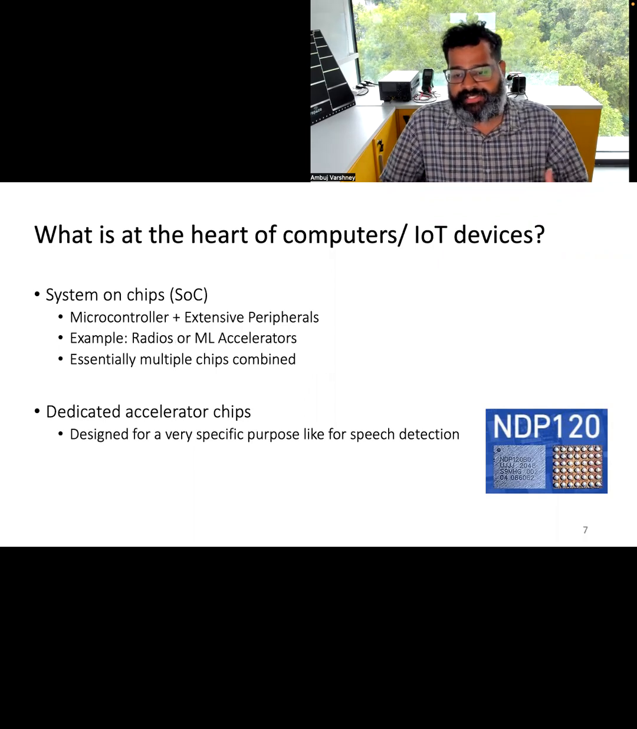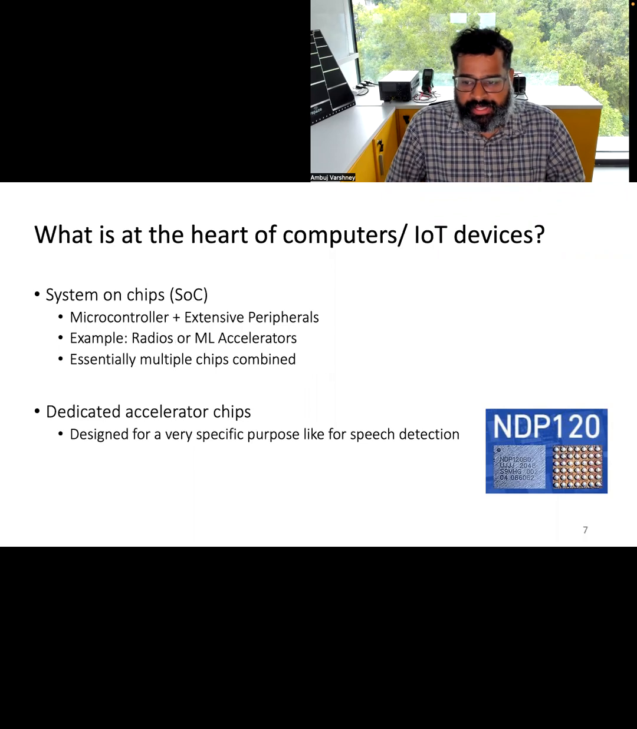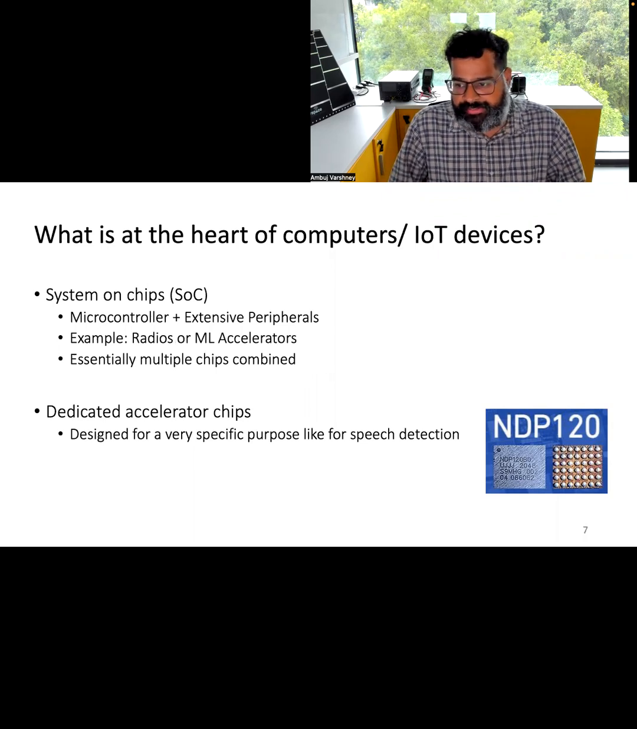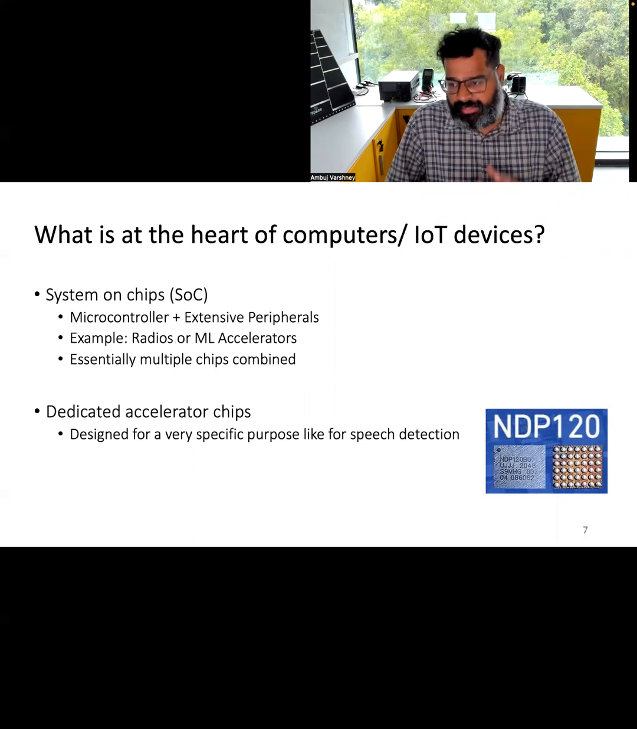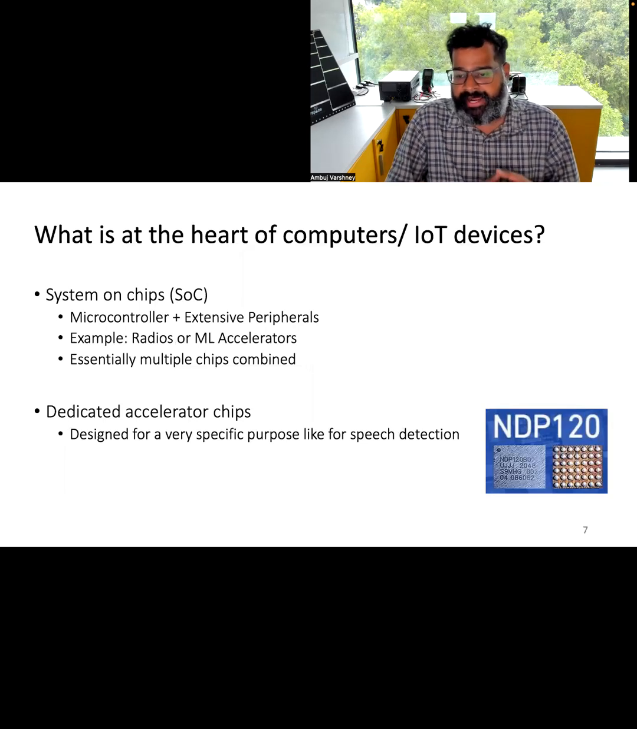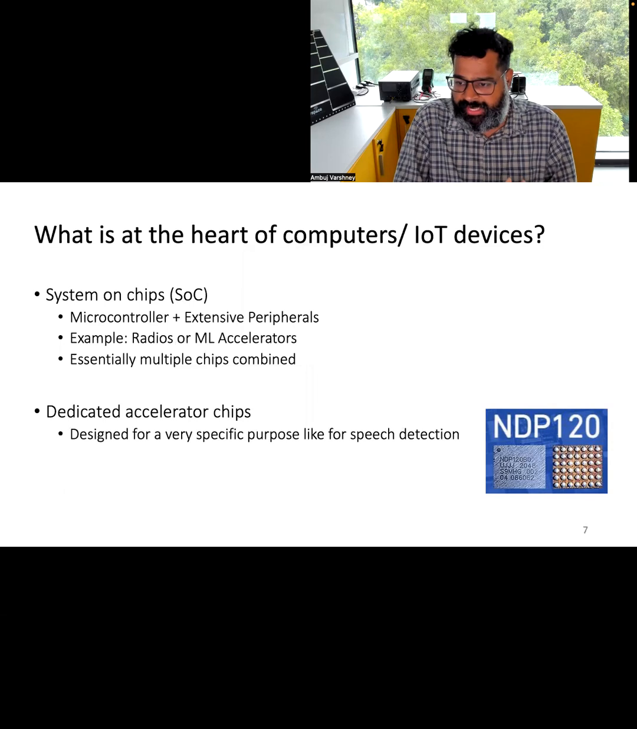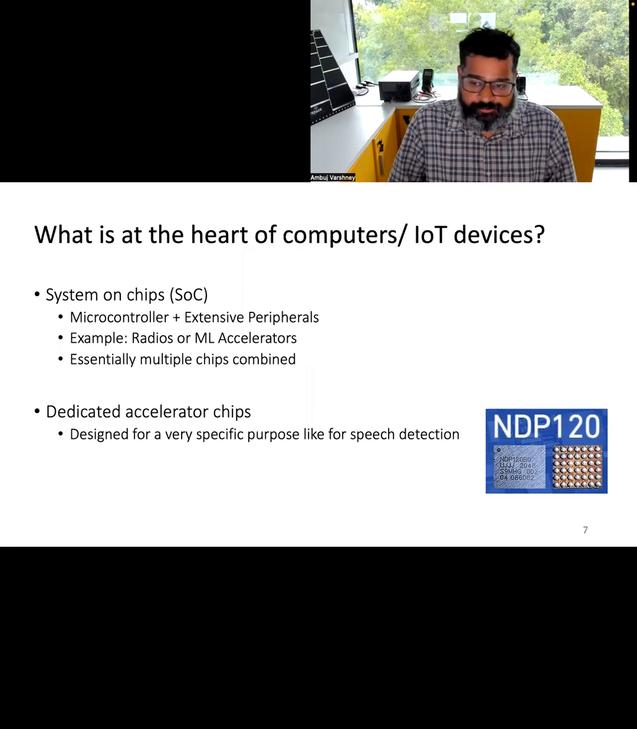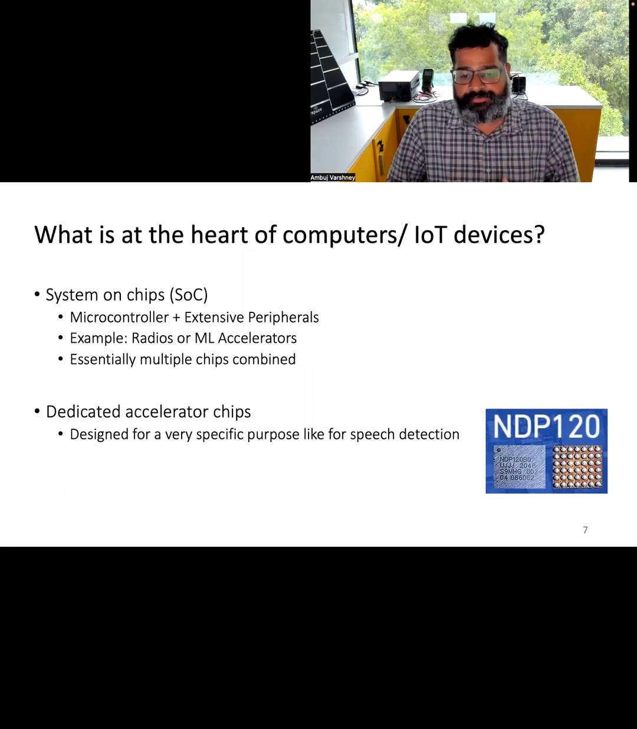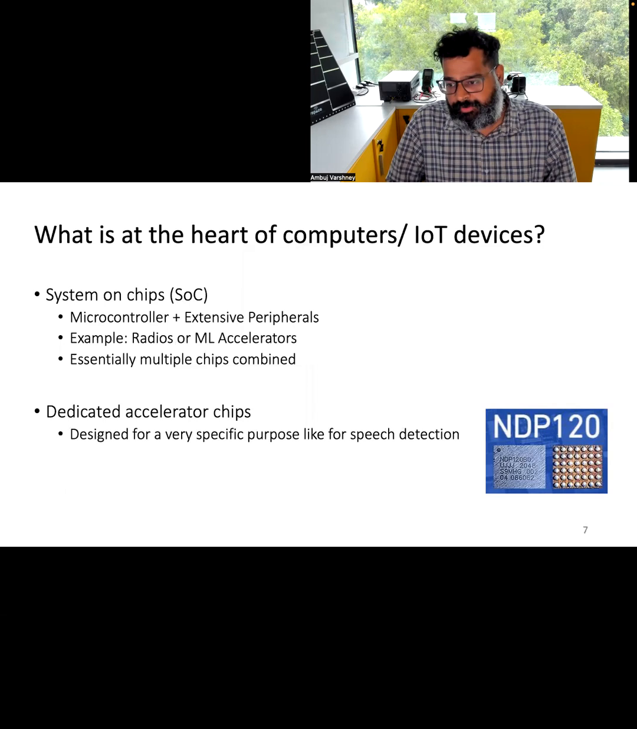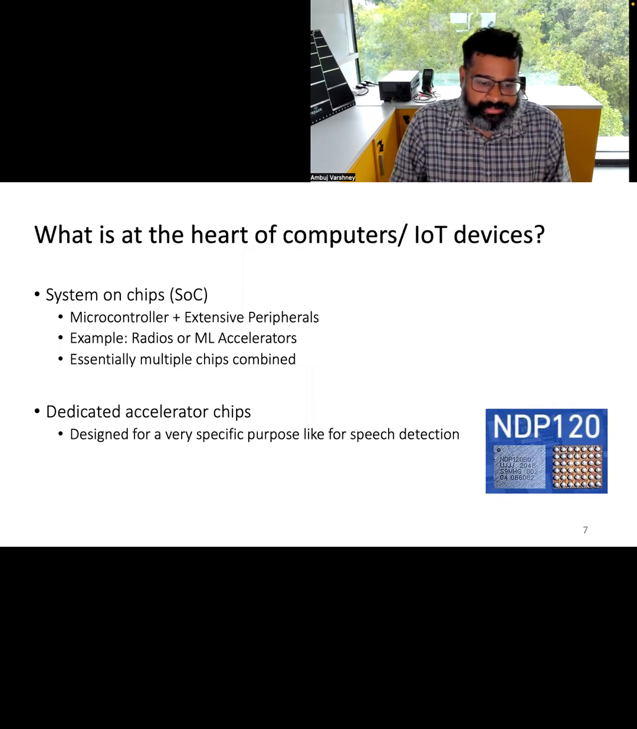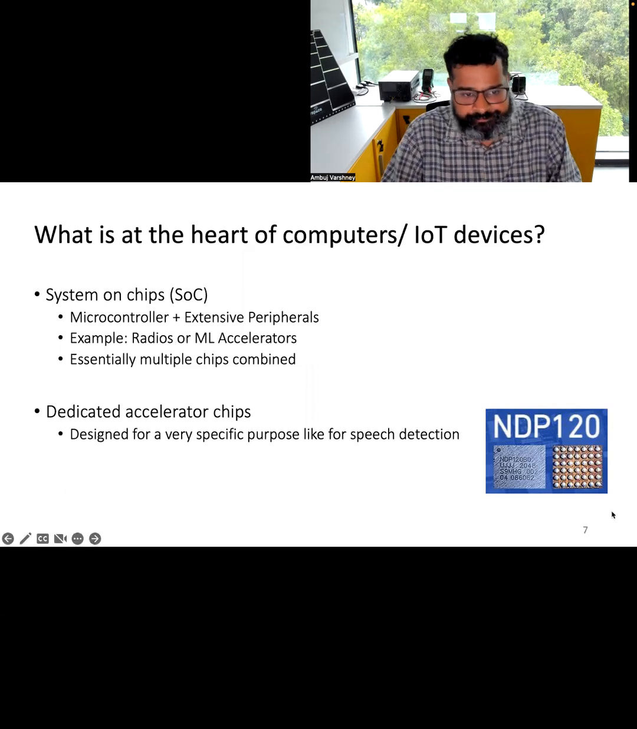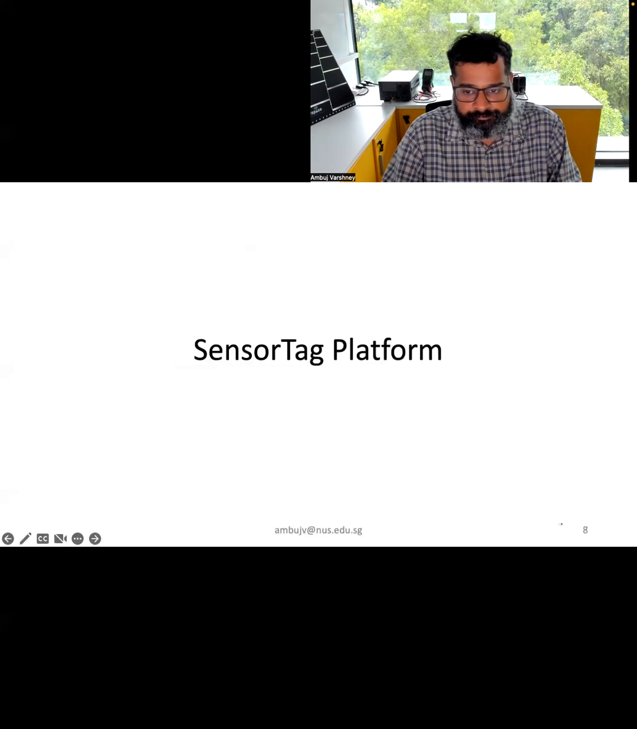In recent years, there has also been significant interest in the development of low power accelerator chipsets, and these chips are designed for specific tasks such as speech detection. As an example, the NDP-120 that we show on the slide enables detection of simple words at under 100 microwatts of power consumption. And this power consumption is orders of magnitude lower than typical processors or a system on chip that are used in smartphones and other such devices.